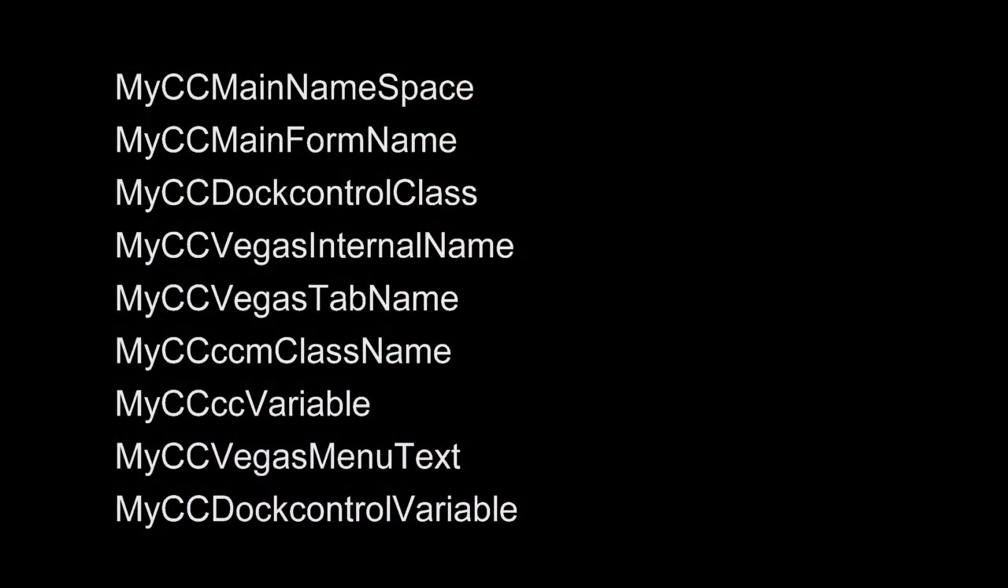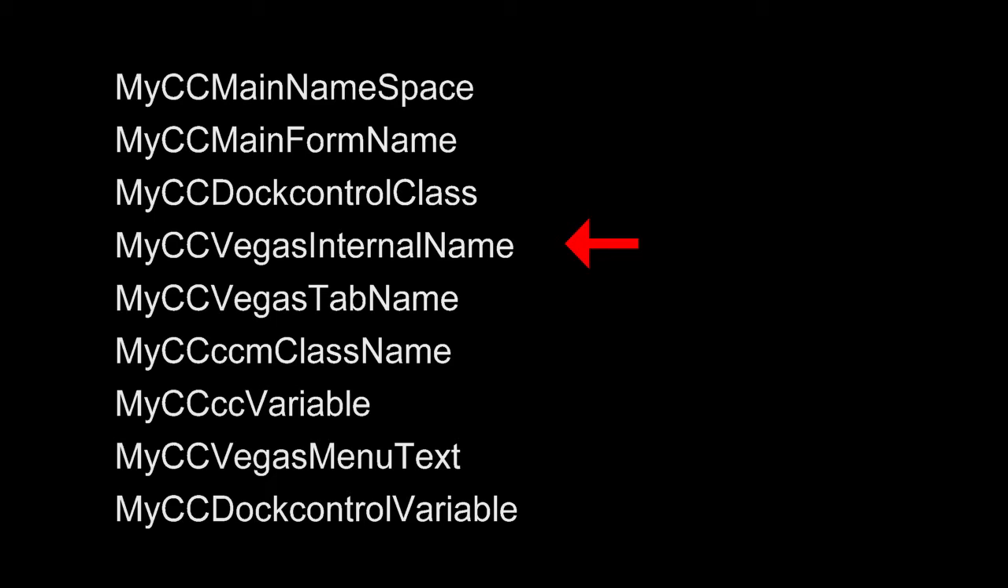In the sample code provided, all of my variables begin with MyCC, and so we had the following variables that we modified. First was MainNameSpace. This is the namespace used by our custom command, and the one that will be used by all of the pieces that we create in our custom command. The second one was MyCCMainFormName. This is the class name of the main form. Next we had DockableControlClass. This is the class name for our DockableControl.